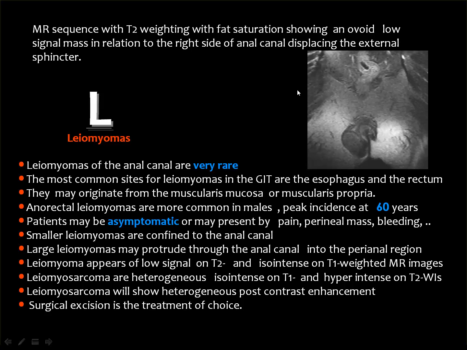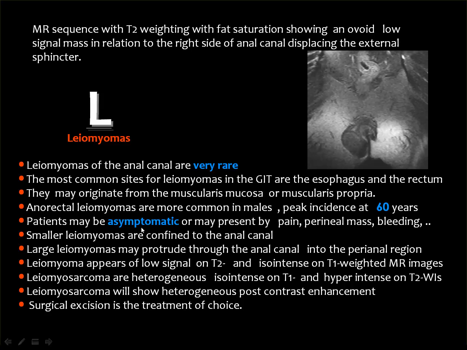Then we came to another benign lesion, which is leiomyoma. And you know that leiomyoma is common in the GI tract, especially in the esophagus and the rectum. But leiomyoma of the anal canal is considered very rare. The tumor originates from the muscularis propria, and the lesions are more commonly seen in males with a peak of incidence in the elderly.